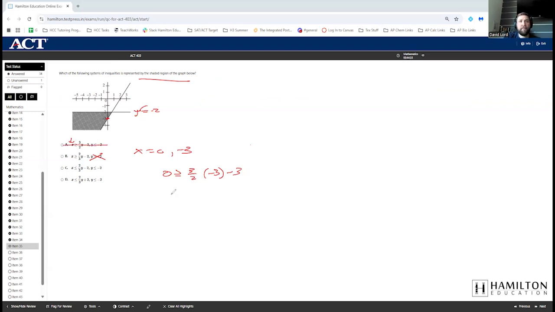How about C? 0 is less than or equal to 2/3 times -3 minus 2. Well, the -3 over the 3 will make it -1, so it's close, but that -2 is messing this up. So then the last one is true. It looks exactly the same, but it's -2 plus 2, which is indeed 0. So that's one way of thinking about it.